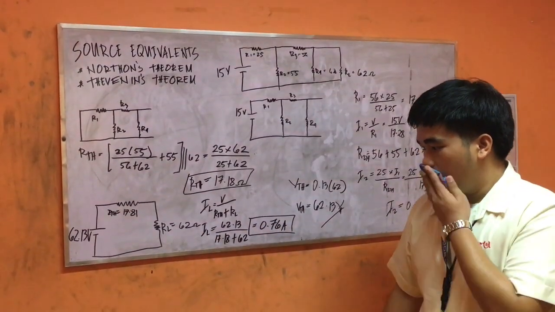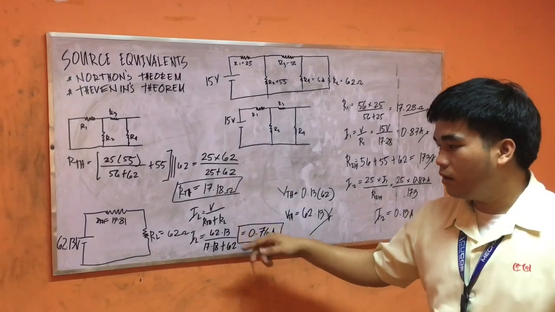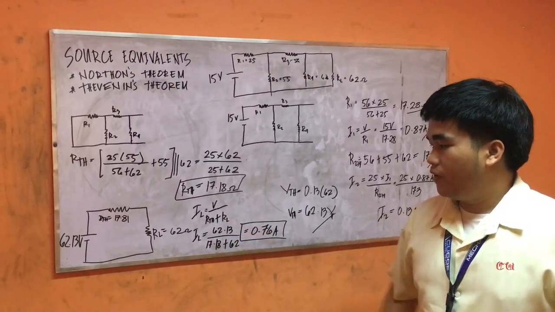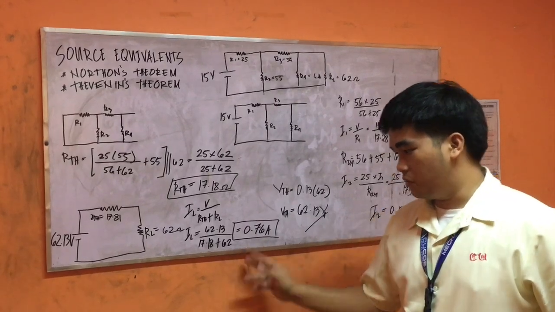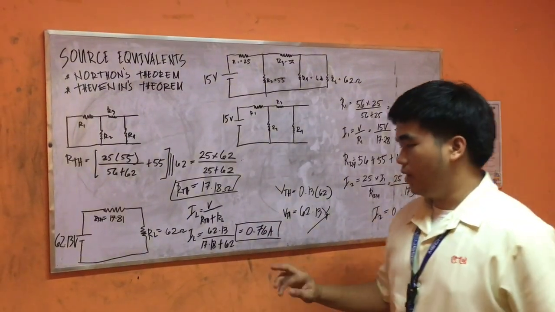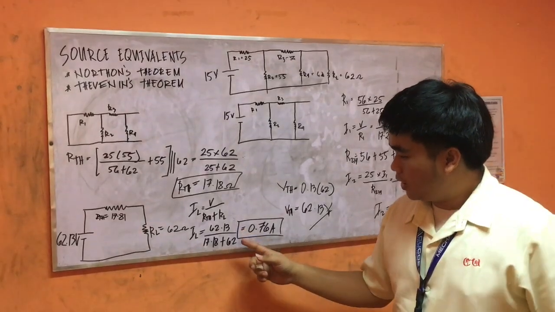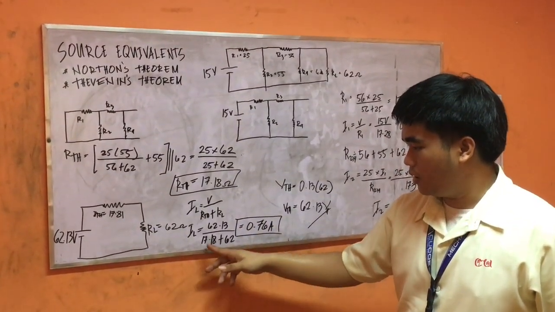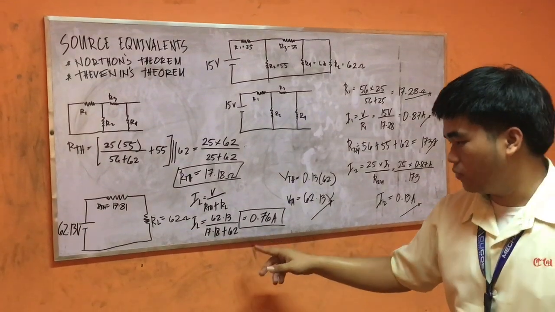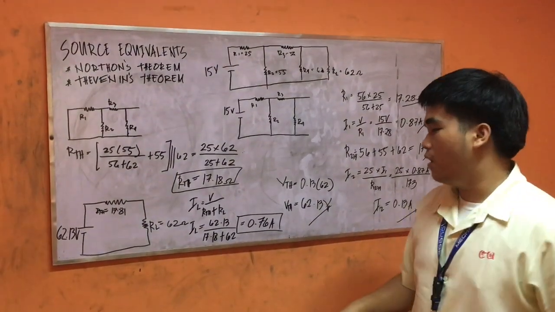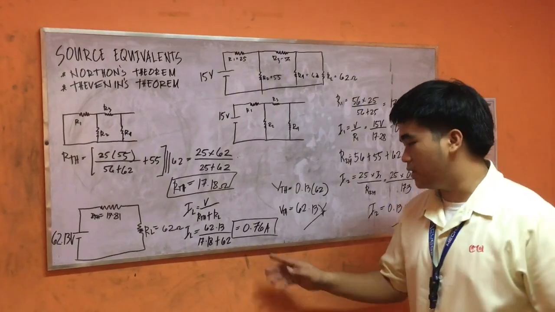So to calculate the IL, we have the formula V over Thevenin's resistance plus RL. So substitute the given. So we have the voltage 62.13 over 17.18 Thevenin's resistance plus 62 ohms, the RL. So our final answer is 0.76 amperes.